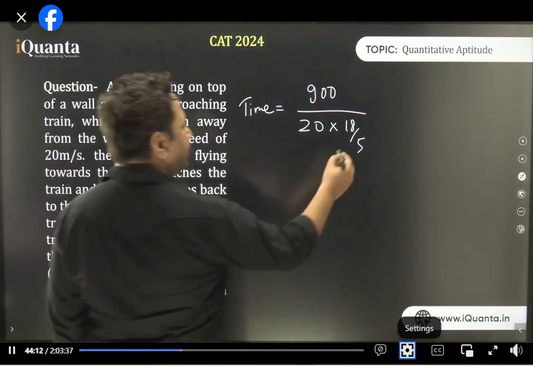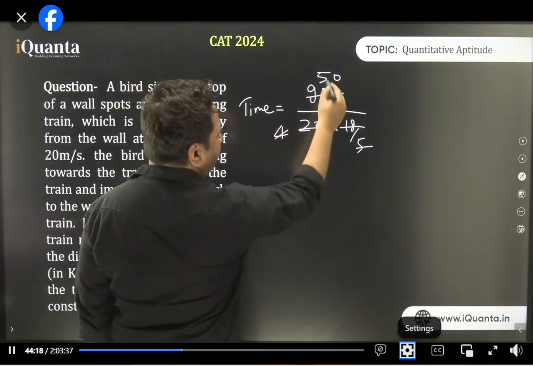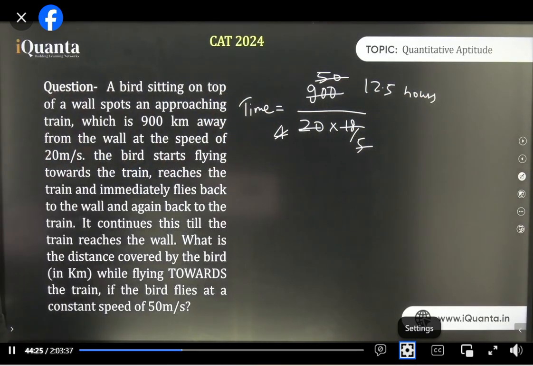Let's solve it. 5 4s are 20 and 18 5s are 90. We got 50 over here. 50 by 4, 12.5. So the train would take 12.5 hours to reach the wall. All right. Now tell me something.